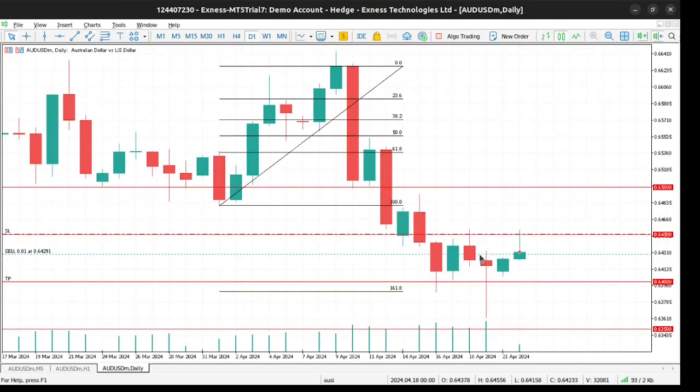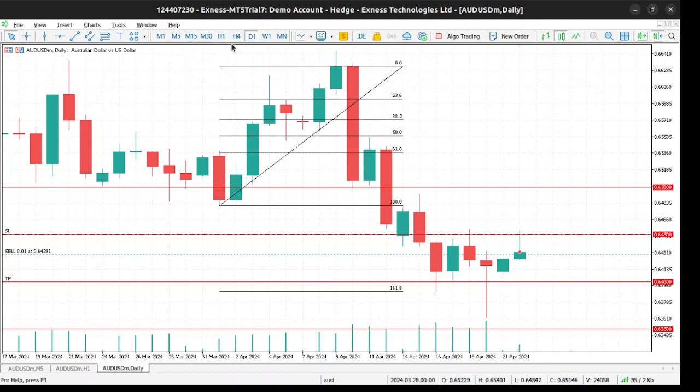Here fair value gap in this market. My stop loss here, take profit is here. I can take it here, but I will take this here.